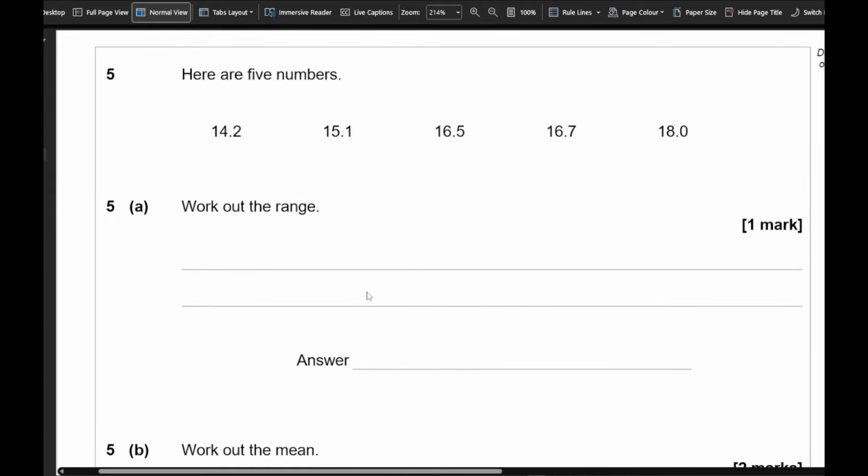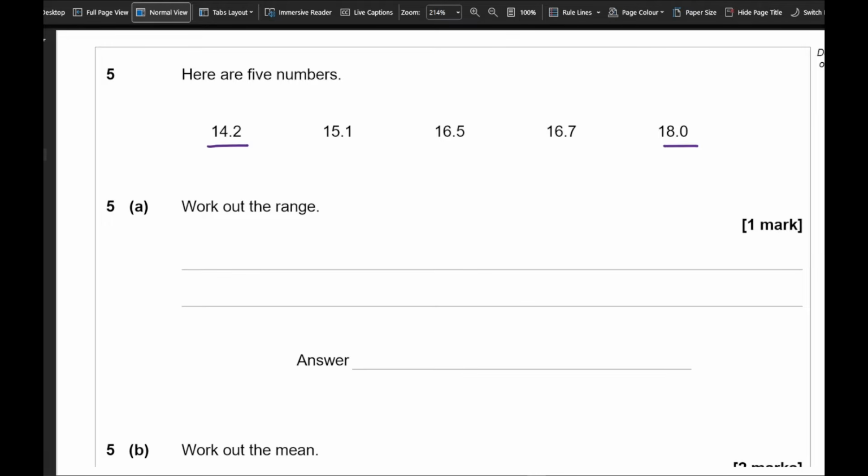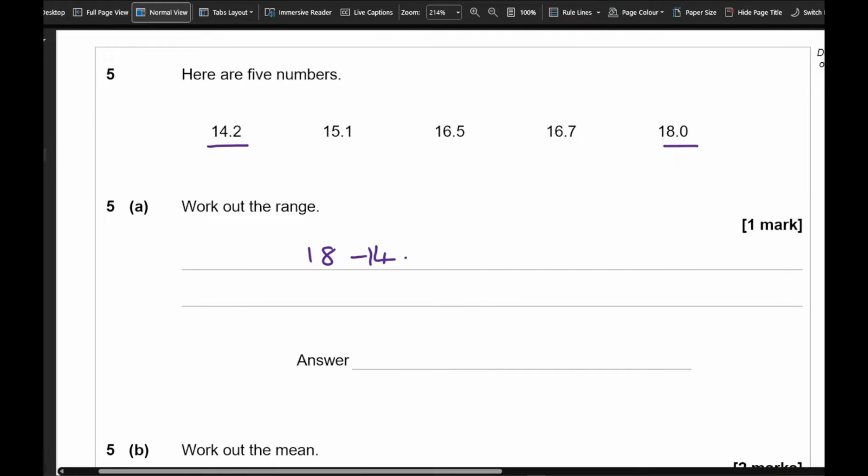Moving on to question 5, it says here are 5 numbers and it says work out the range. Well, to work out the range, it's the biggest number take away the smallest, so just double check to make sure the numbers are in order, which it is. So it's 18 minus 14.2, and that's going to give me an answer of 3.8.